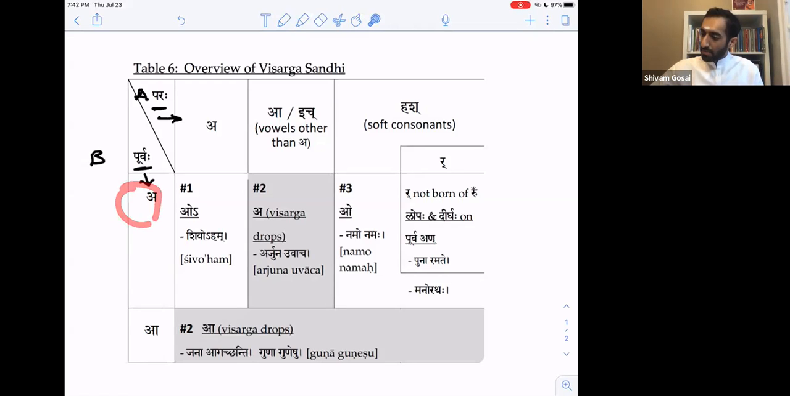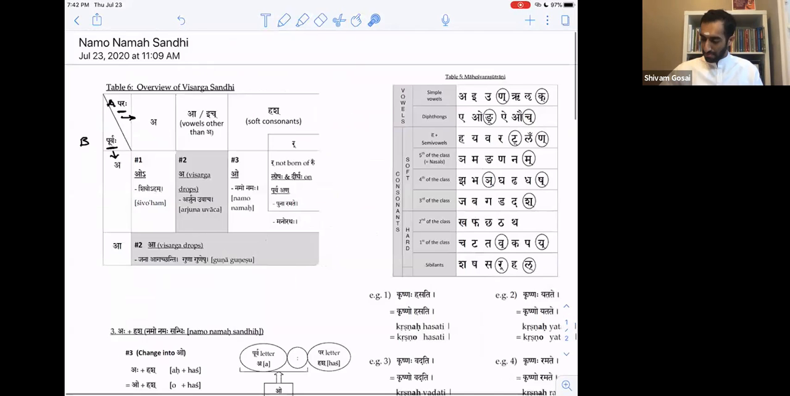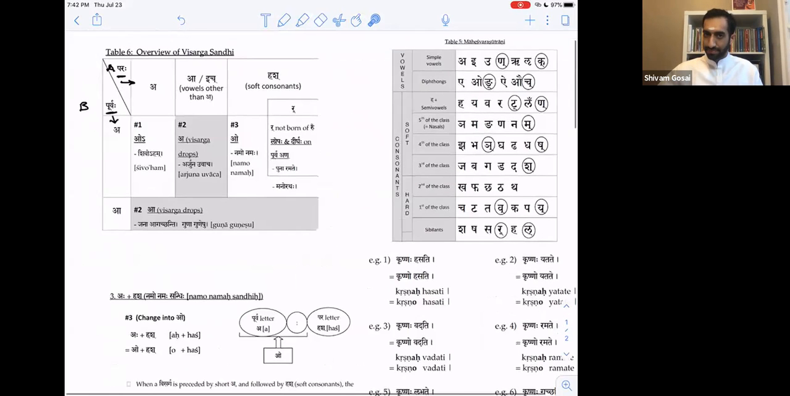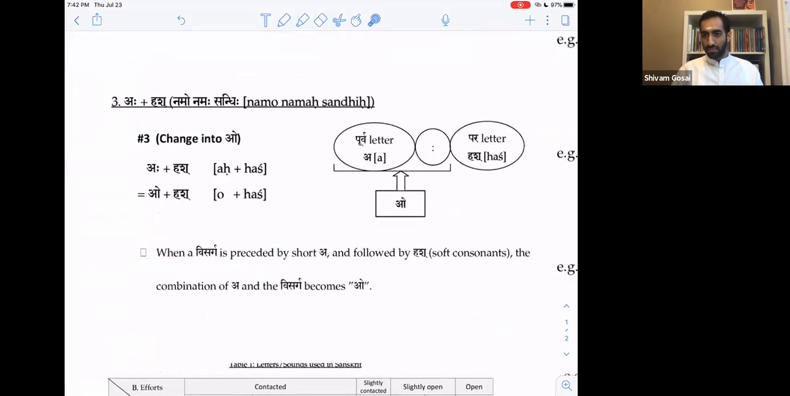We're going to have akara leading to hush. This is what we call Namo Namah Sandhi. You can flip your page and find that in the following pages. And I'll take questions after this. Here in Namo Namah Sandhi, so this is number 3, the third type of Sandhi.